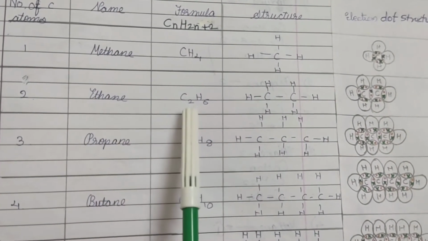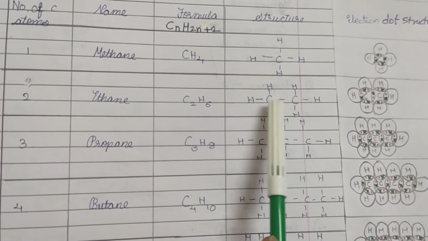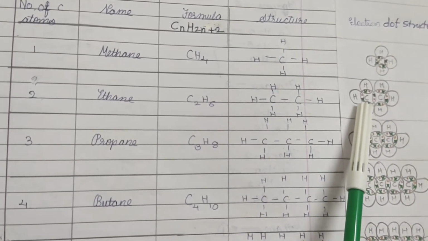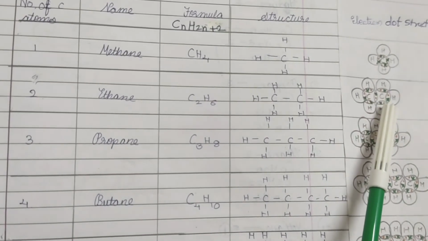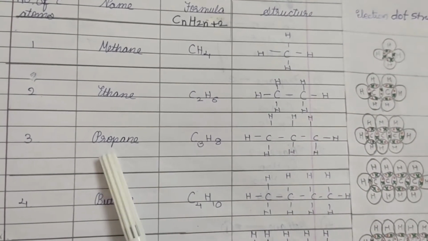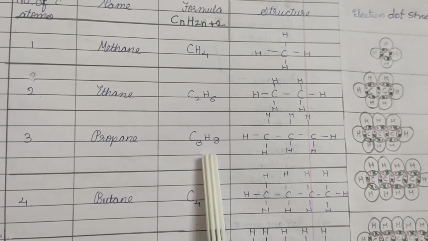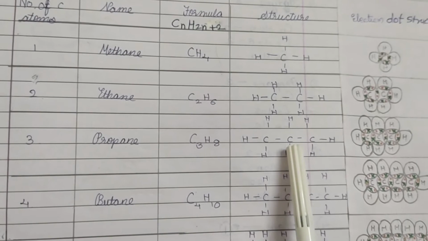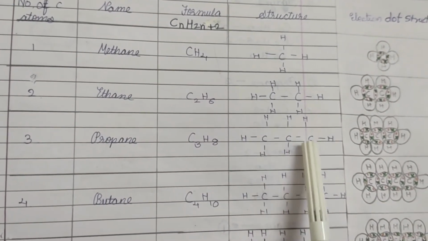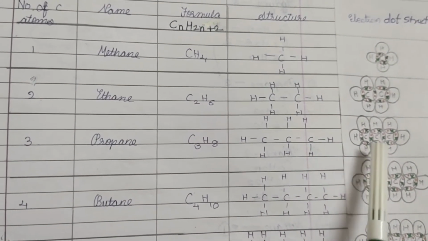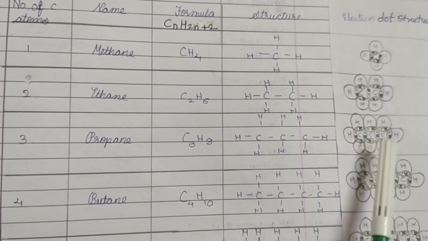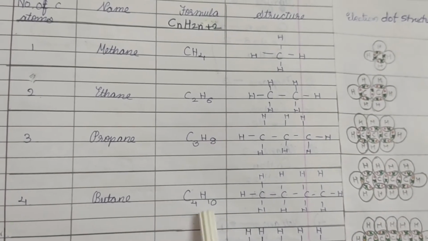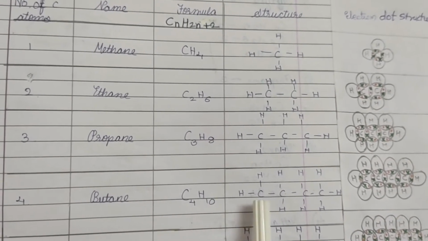Second is ethane, C2H6. Hydrogen and carbon share their 1 electrons to form the electron dot and cross structure. Propane, formula is C3H8. Carbon atoms and the hydrogen atoms are bonded with a single bond. And this is the electron dot and cross structure of propane. Then butane, formula is C4H10.